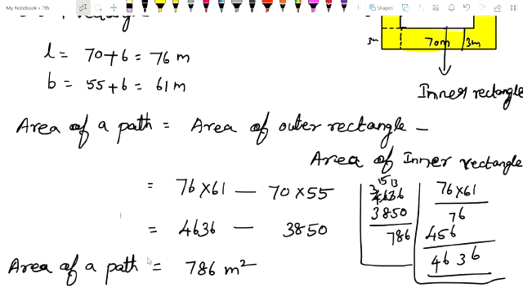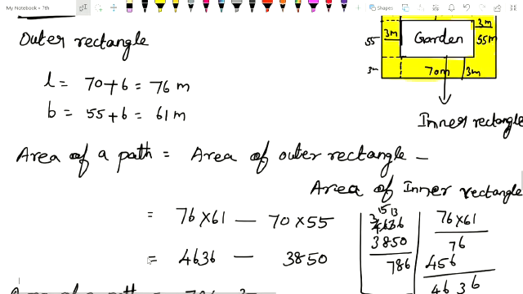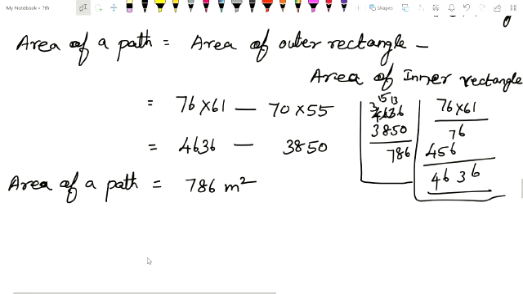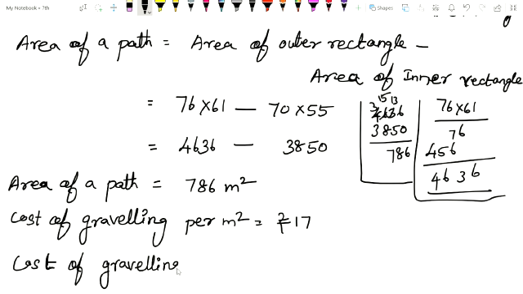Next, we need to find out the cost. See the question. Cost of graveling it at a rate of rupees 17 per meter square. Per meter square cost is 17 rupees. Okay, we need to find out the cost of the path. So cost of graveling per meter square equal to rupees 17. So cost of graveling the path equal to 17 into the area of your path, which is 786. 786 into 17. Multiply this.